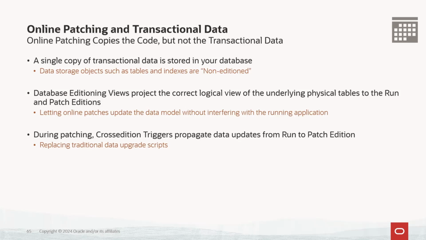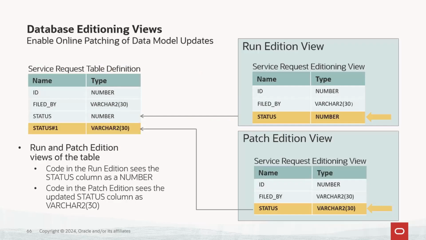But what we do use are database editioning views that are laid over the physical tables, like logical views are laid over the underlying physical tables so that we're showing a run view to the run edition and a patch view to the patch edition. And then during patching, we use cross-edition triggers to propagate data updates from the run edition to the patch edition. So let me show you what I mean by all of this. So let's imagine that you have the table on the left, which we're calling the service request table, and here's the definition of it, a very simple table.